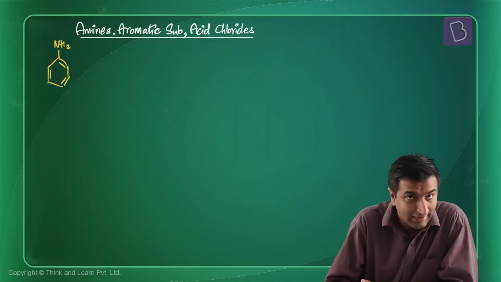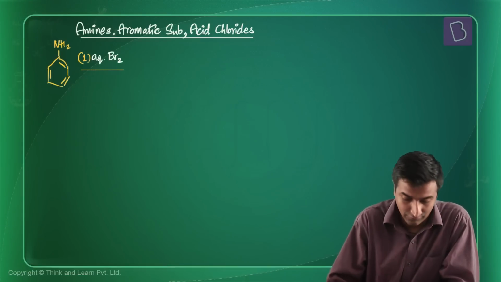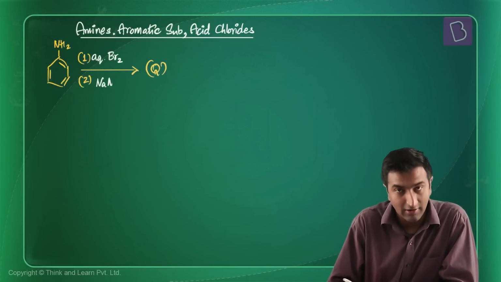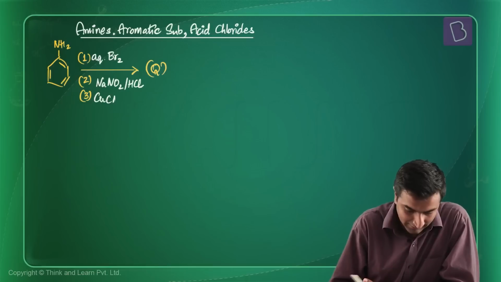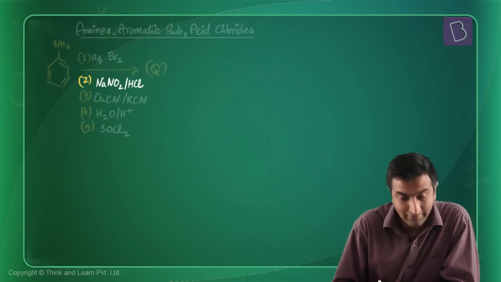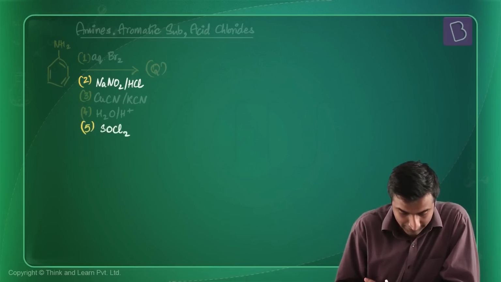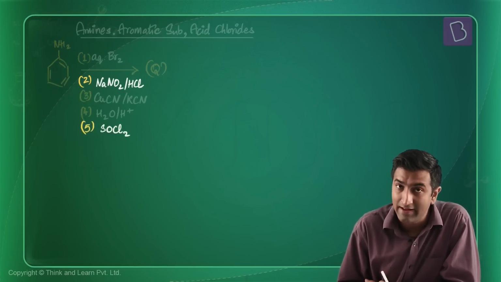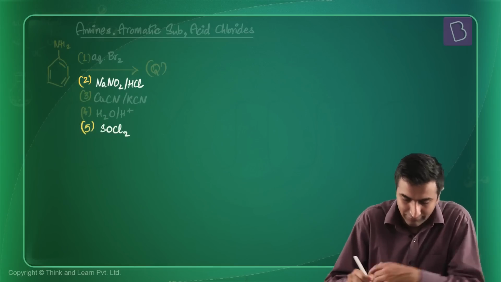Anyway, so you have aniline starting with that. This reacts with aqueous bromine, and then reacts with NaNO2/HCl, then CuCN and KCN, then H2O and H+, and the last step is SOCl2. The second step definitely has to do with diazotization. Yeah. And the last step, SOCl2, is the formation of an acid chloride. These two you can recognize right away. We'll figure out what happens with the rest.